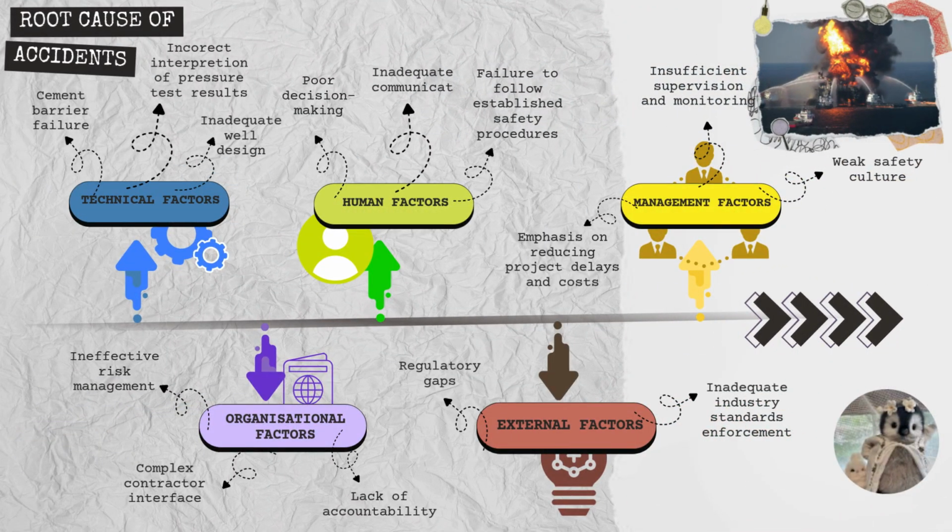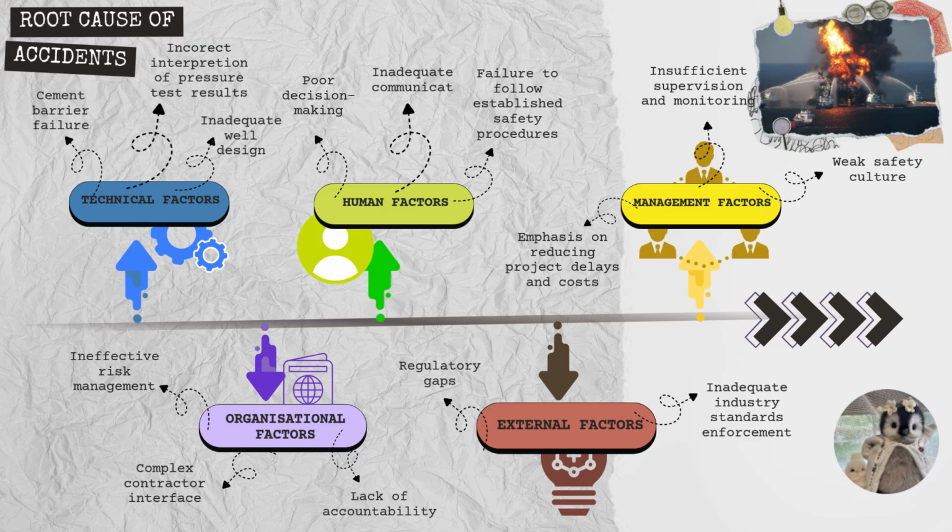Next, this slide presents the root causes that contributed to the Deepwater Horizon disaster in 2010. The causes can be grouped into technical, human, management, organizational, and external factors. From a technical perspective, the accident was linked to cement barrier failure and the incorrect interpretation of pressure test results. This issue prevented the well from being properly sealed, allowing hydrocarbons to flow into the wellbore.